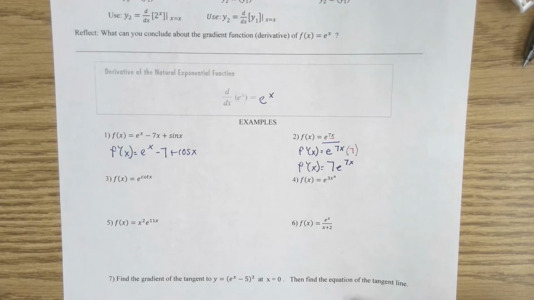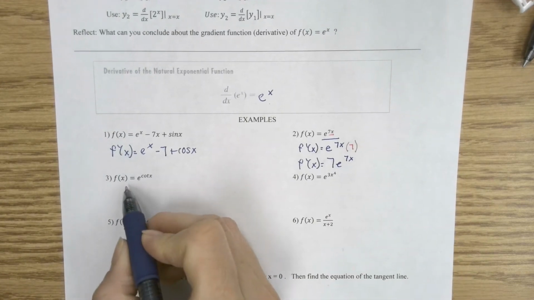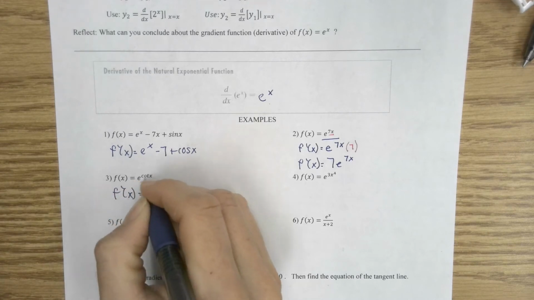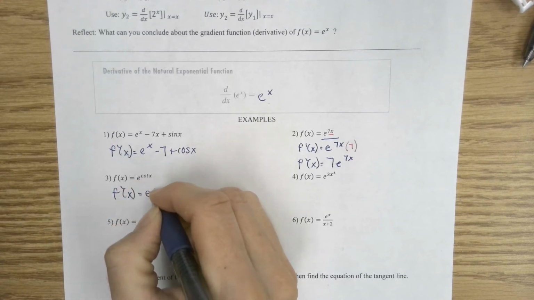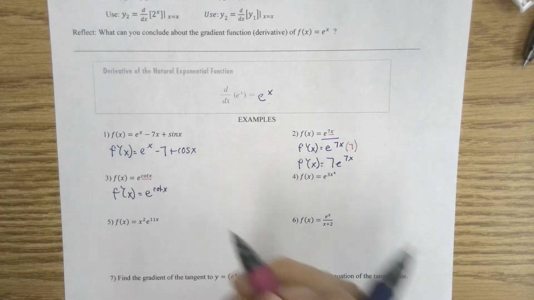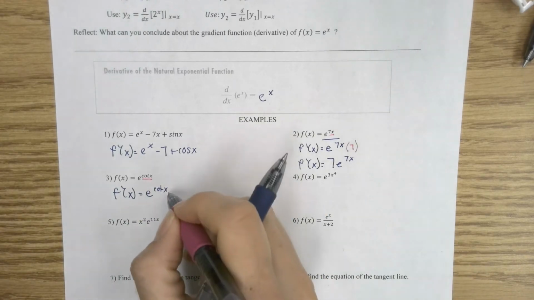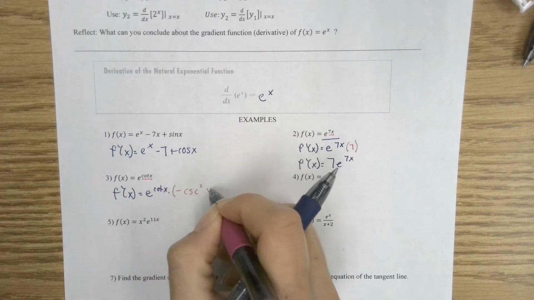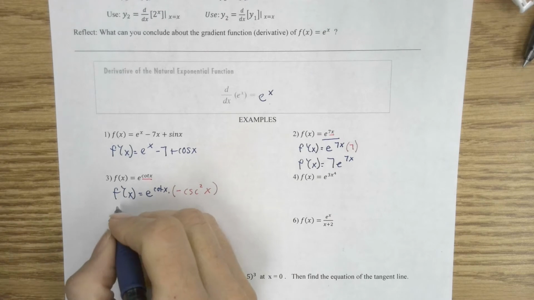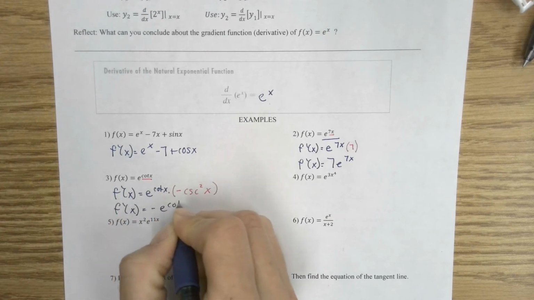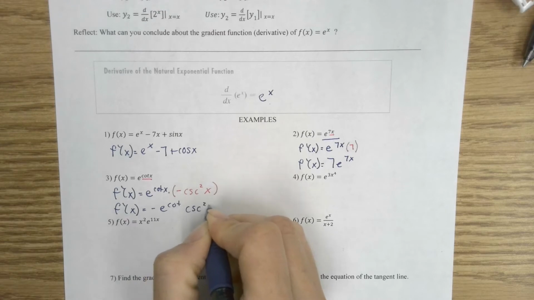Take a look at example number 3. f of x equals e to the cotangent of x. When you take your derivative of e to a power, it is e to the same exact power, but then I have to multiply by the derivative of the inner part. So the derivative of the inner part would be negative cosecant squared x. If anything, I'll just pull that negative out to the front and bring everything else down.